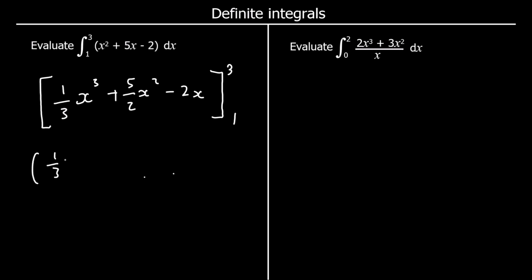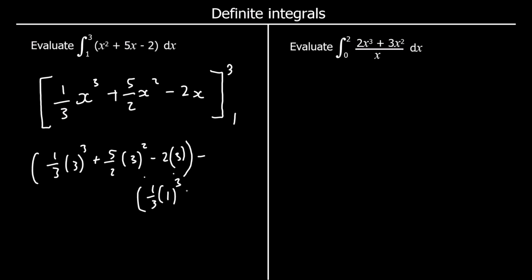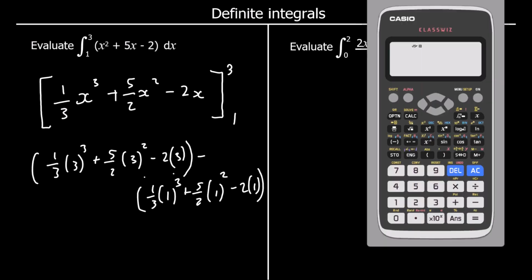So it's 1/3 times 3 cubed plus 5 over 2 times 3 squared minus 2 times 3. Take away. I'm going to struggle to fit this all in. 1/3 times 1 cubed plus 5 over 2 times 1 squared minus 2 1s. I might need to use a calculator this time. So I will just type this into the calculator.